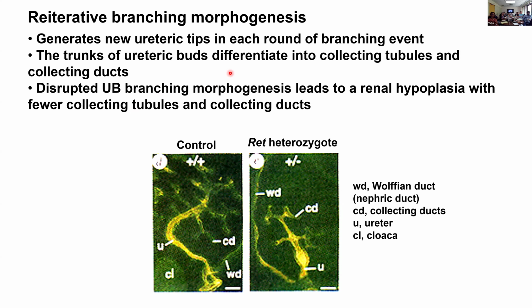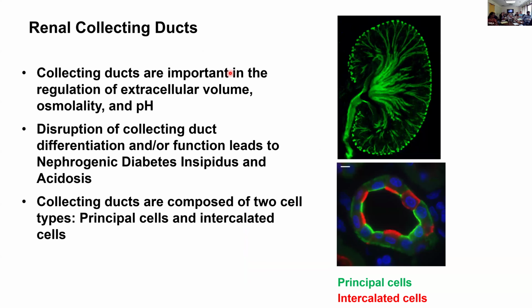So in mouse by pitch. The collecting ducts come from the UB trunk, and that is the structure that eventually stays in the adult kidney postnatally. Its major function is to regulate extracellular volume, osmolality, and then pH.